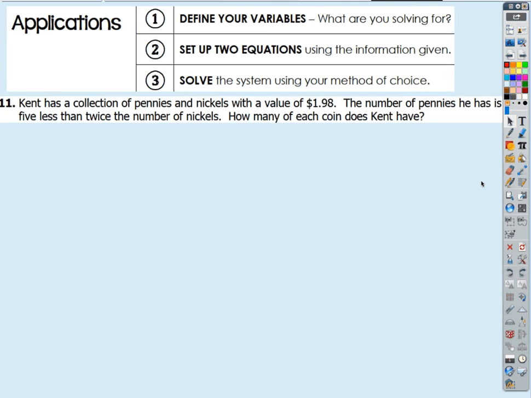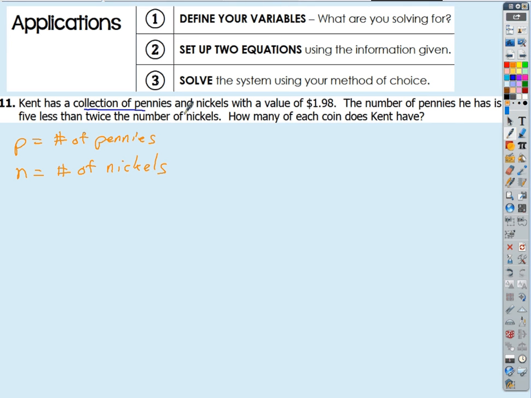What do you think? What are the variables? Number of pennies and number of nickels. He wants to know how many coins of each type Kent has here. So we'll call it P, how about? P equals number of pennies and nickels. N equals number of nickels, right? So how would I say this first sentence then?